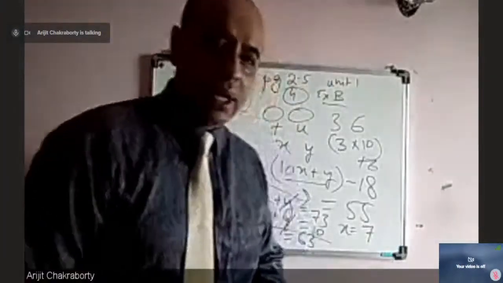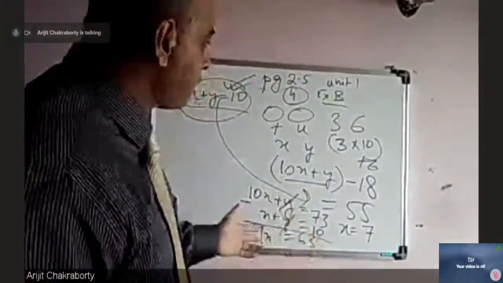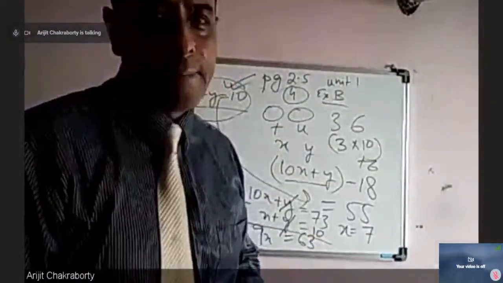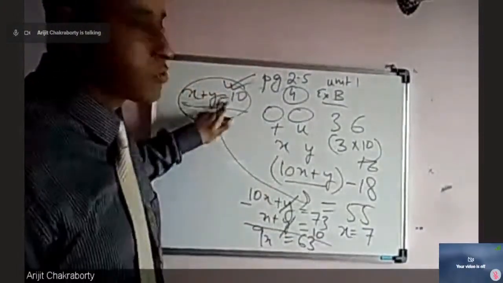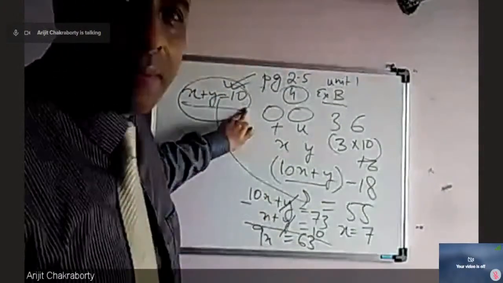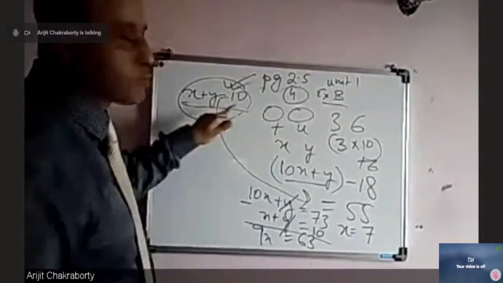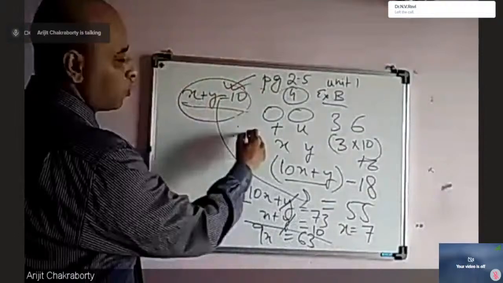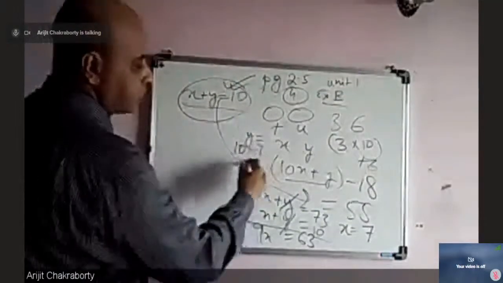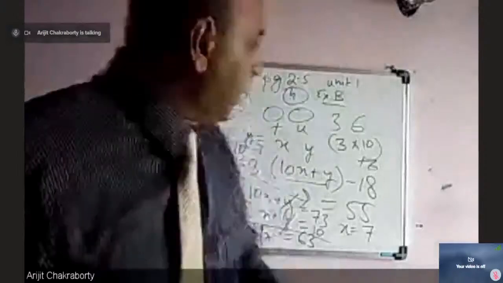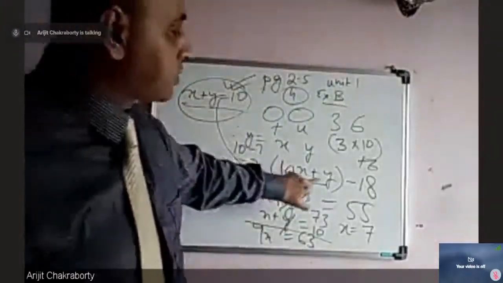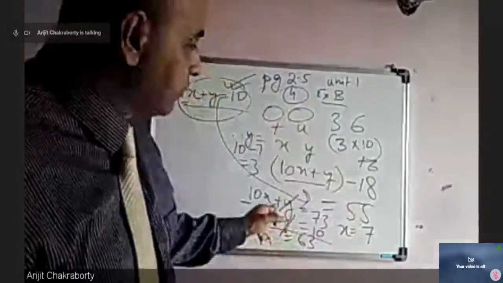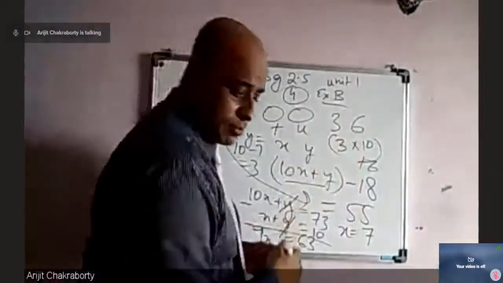So if x is 7, you can find out the value of y, because we know x plus y equal to 10. So if x plus y is 10 and x is 7, therefore y is equal to 10 minus 7, that is 3. The original number we had taken was 10x plus y, and x is 7, y is 3. Therefore the number is, I'm just rubbing and writing once again.